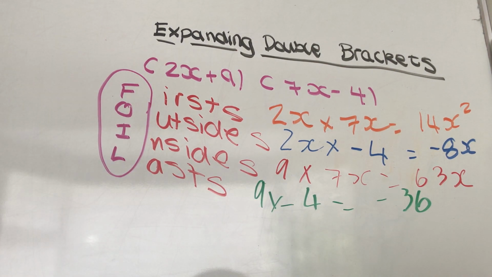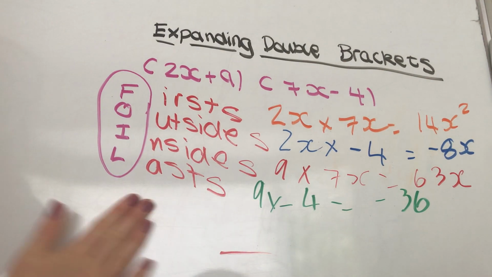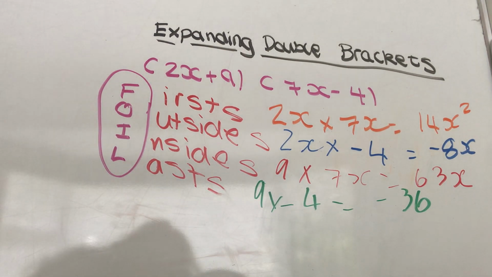If there's a plus sign before any term, that means it is positive. If there's a negative sign before any term, that means it is negative. And if there is no sign before any term, like there is for this 2x or this 14x squared, that means it's positive. So no sign means positive, negative sign means negative, and a positive sign means positive.